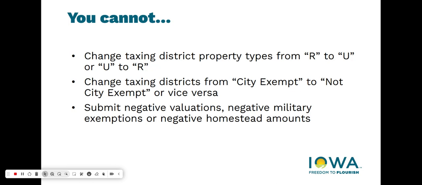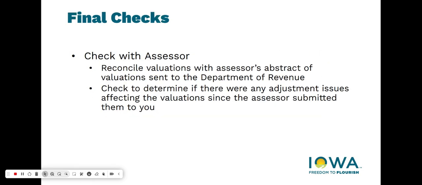You can't submit any negative values. If you try to submit a negative value, the system is going to catch that. You can't submit negative military exemptions or negative homestead amounts either.